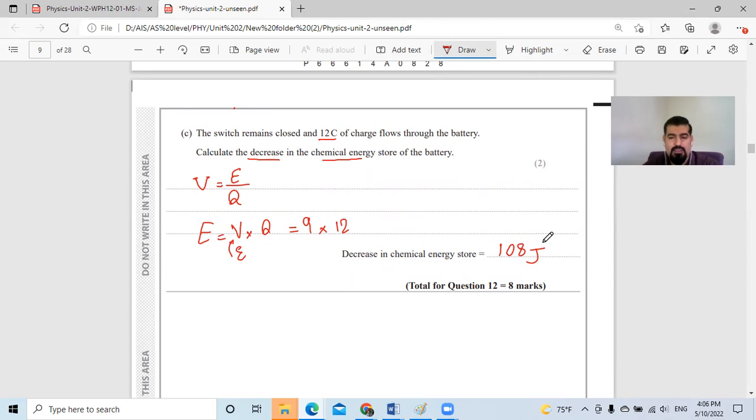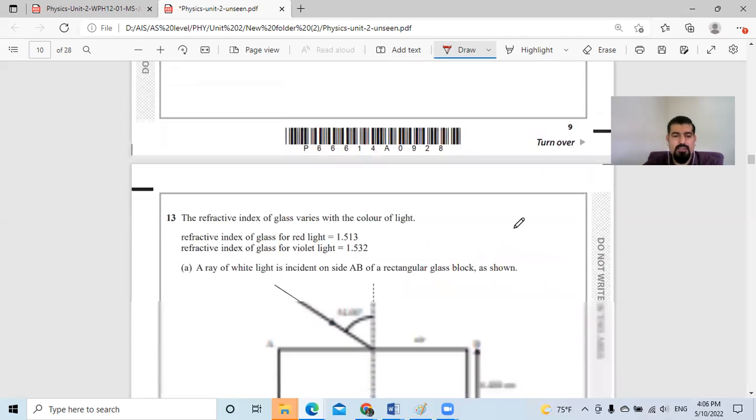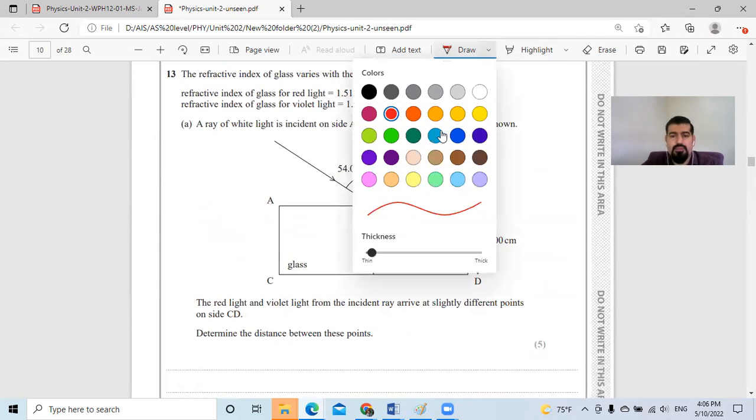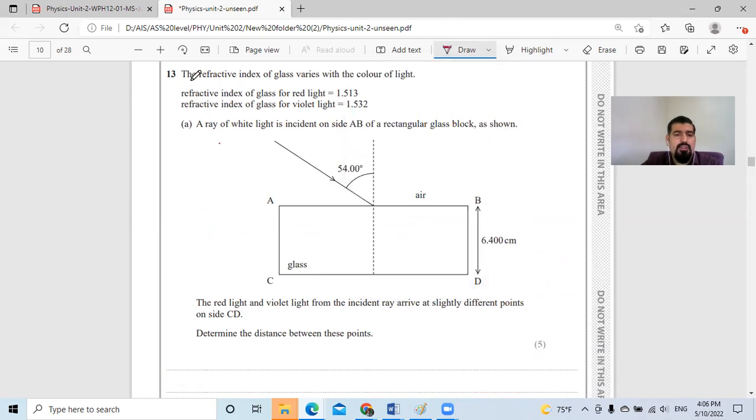Good. Is it clear so far? Any question? Okay, now let's move on to Question 13. The refractive index of glass varies with the color of light, okay? The refractive index for red light is 1.513, and the refractive index of glass for violet is 1.532.